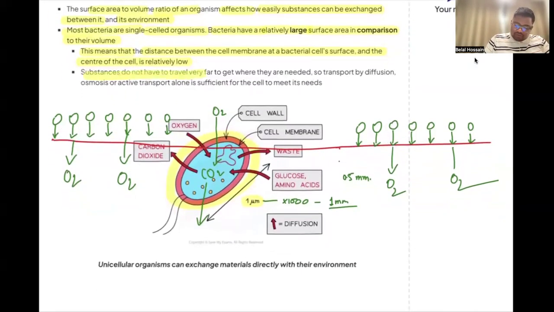So substances do not have to travel very far in a small organism. So transport by diffusion and osmosis or active transport alone is sufficient for them to meet their daily demands. Whatever demands, like the need for oxygen, to lose carbon dioxide, or to get in nutrients such as glucose, amino acids, get rid of carbon dioxide, get in some oxygen, get rid of other waste products such as urea. Get the point?